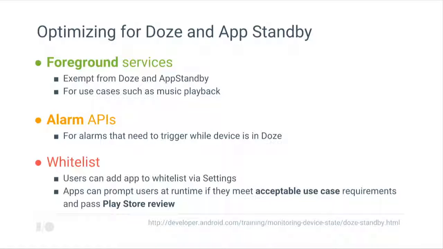Applications can also prompt users at runtime to be added to this whitelist, but this is only for very specific, narrow, acceptable use cases that you can read about on our developer site. Doing so would trigger a Play Store review before your application gets published to the Play Store. So all this sounds great, Megan. The features make a lot of intuitive sense: Doze and App Standby for cases when my device is not being used or when I'm not using my applications. How did we do? Do we have any numbers?